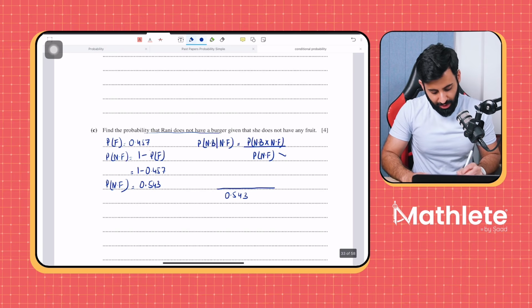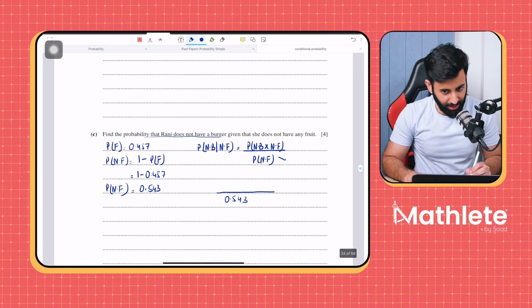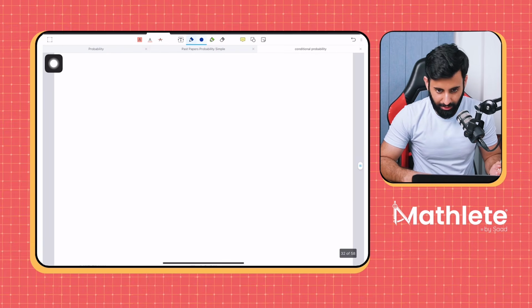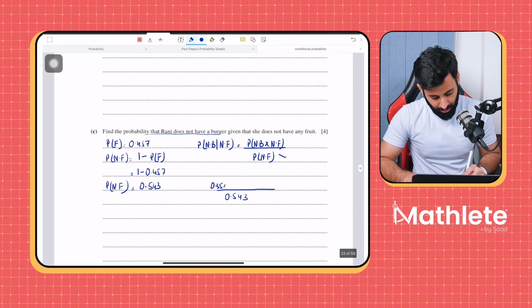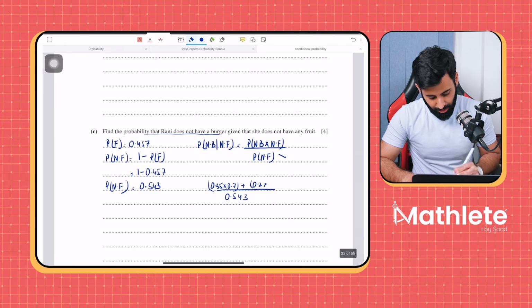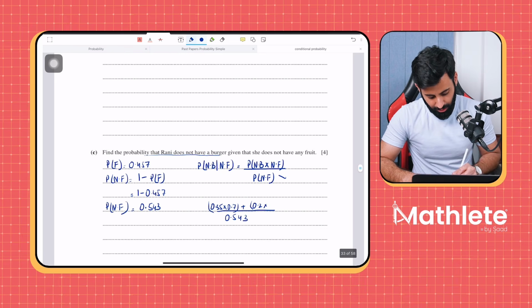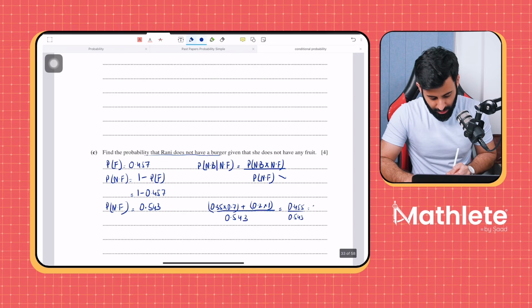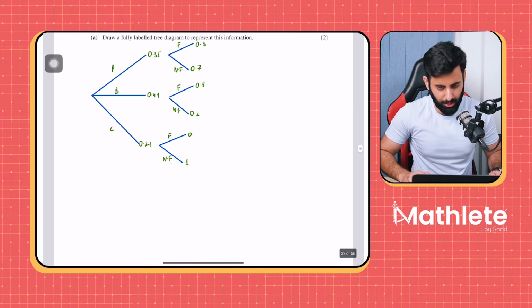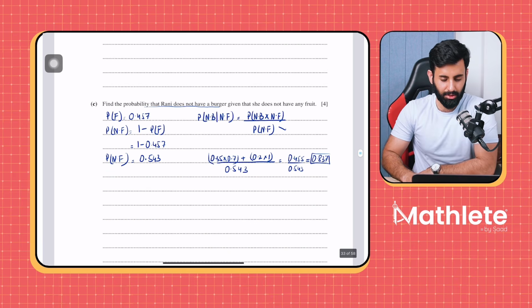So now in the numerator, I need to consider the probability that she has curry and no fruit, and she has pizza and no fruit. So pizza, no fruit, that's 0.35 into 0.7. And then the probability that she's eating curry, which is 0.2, multiplied by the probability that she's not eating any fruit, which is very likely if she's having curry. If you work this out, you get 0.455 divided by 0.543, which is equal to 0.837. And there you go. That's your answer. That's how you earn these 8 marks.